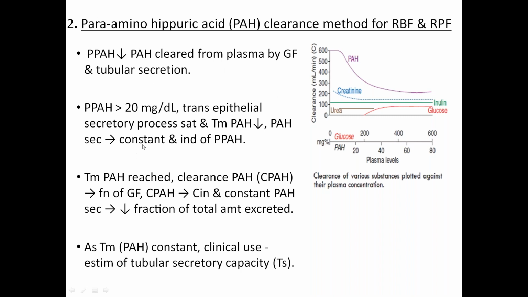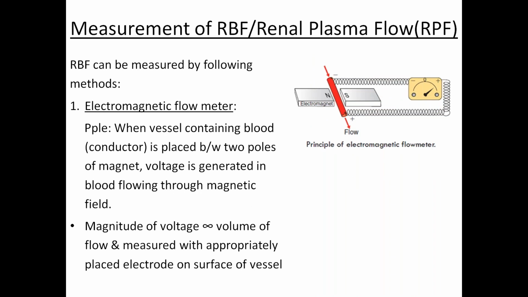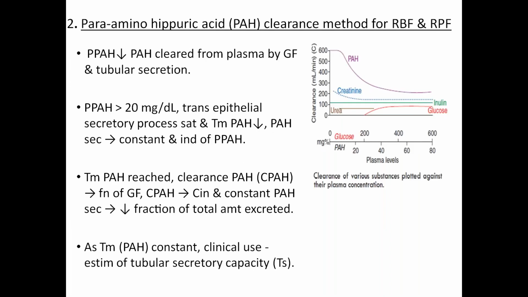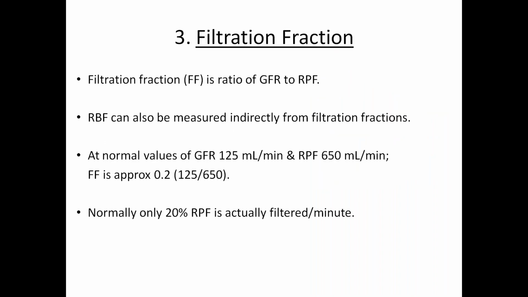I know this would not be very clear at this point, so don't worry about it, because when we talk about clearance a little later on, you will understand. Right now, it's just enough to know that there are two main methods of measurement of renal plasma flow: through an electromagnetic flow meter and through the PAH clearance method. This is something we'll read about again several times through this unit.